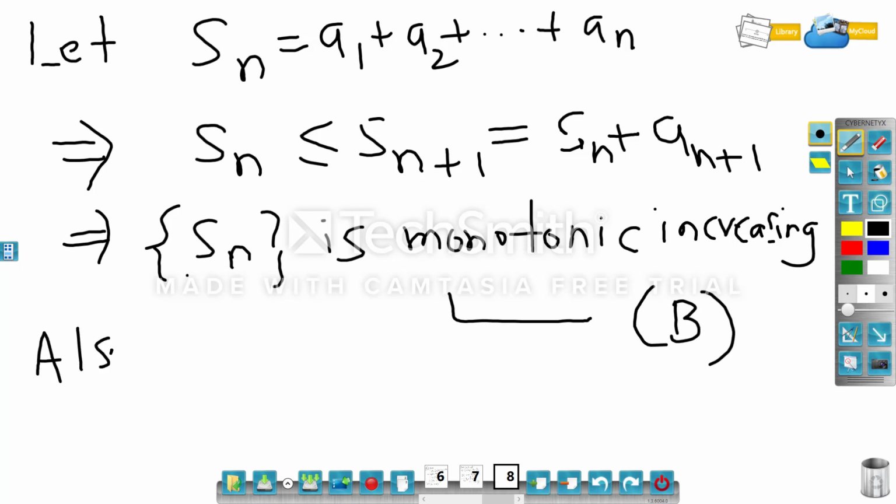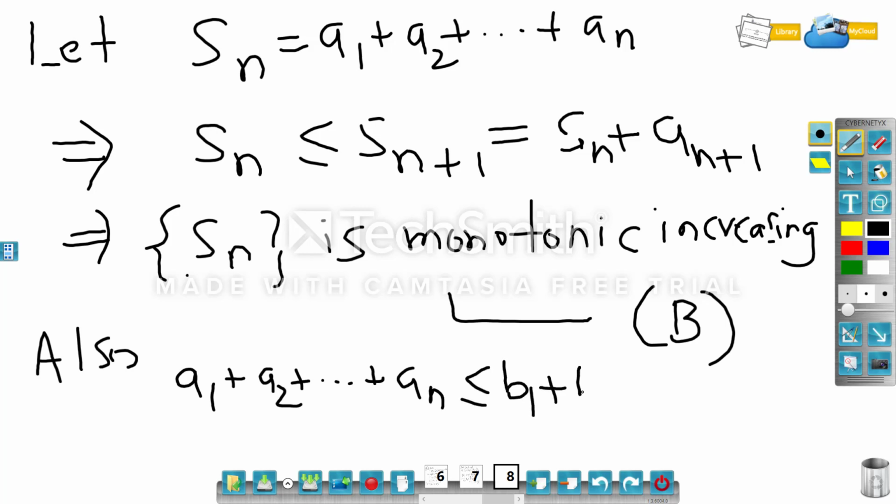Also, a1 plus a2 plus dot dot dot an is always less than or equal to b1 plus b2 plus dot dot dot bn. Why is this true? Because in the given fact it is mentioned that an is always less than or equal to bn for every n. So the left hand side of this is nothing but your Sn, and the right hand side is nothing but Tn, and your Tn is always less than or equal to T.